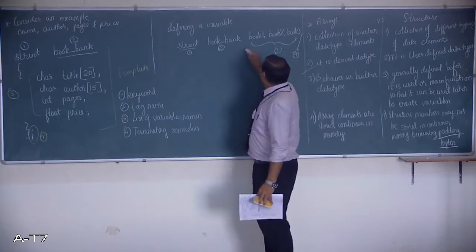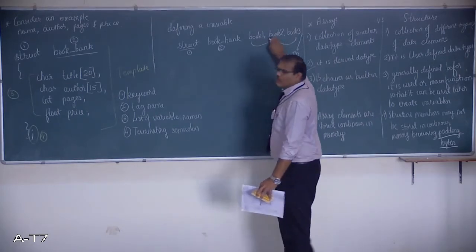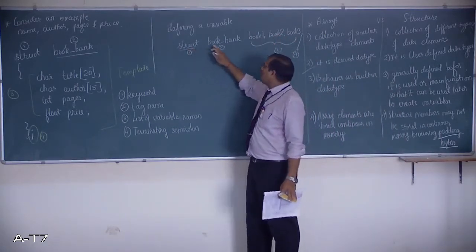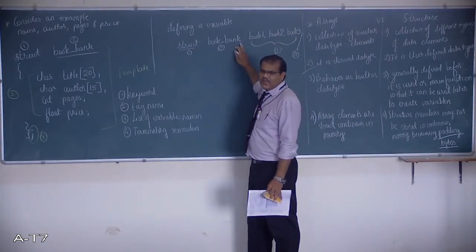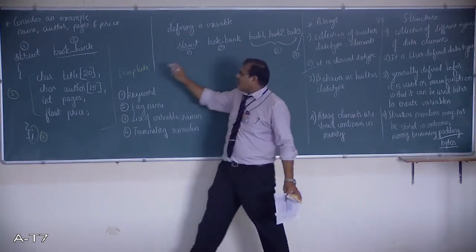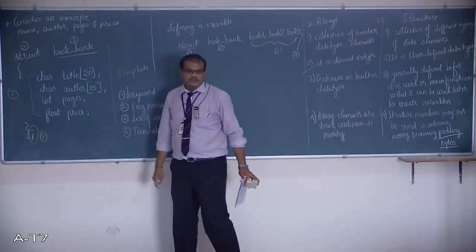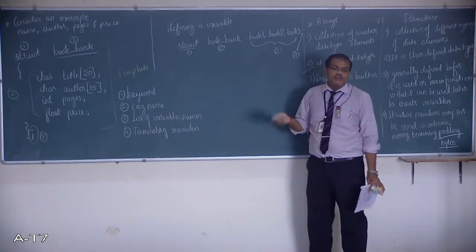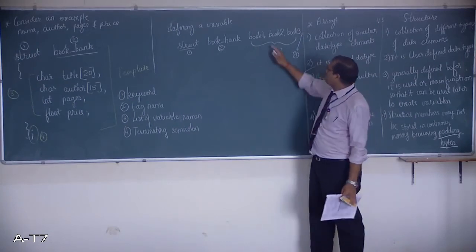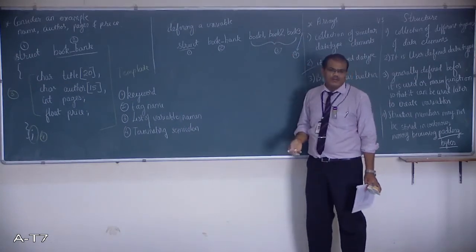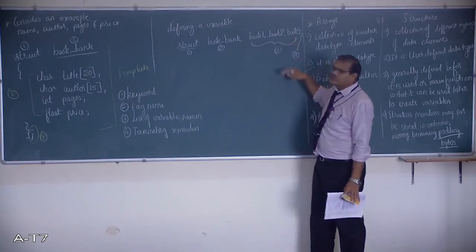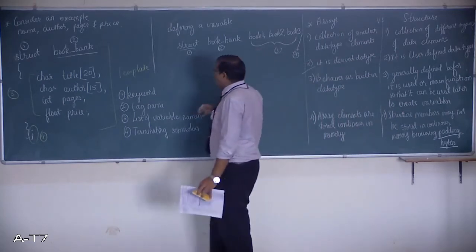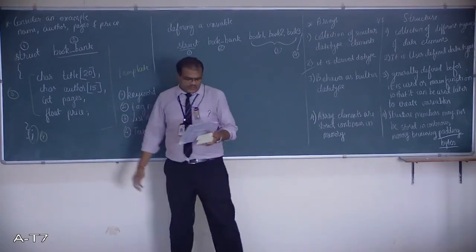Now here, this indicates that book 1, book 2 and book 3 are three variables of structure type, of which the tag name is book bank. So here, book 1 will have 4 members. Now my book 1 variable will have 41 bytes to be stored in memory. Similarly, book 2 will have the next 41 bytes of memory allocation. Book 3 will have a third memory allocation of 41 bytes. Now I want to access these members here.